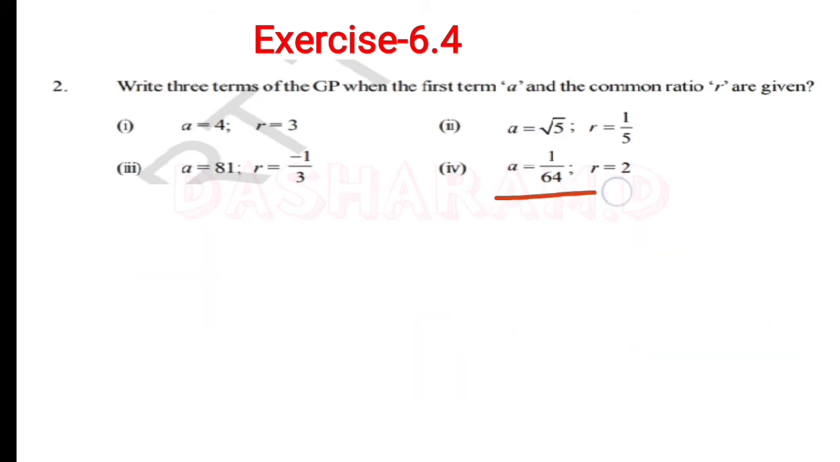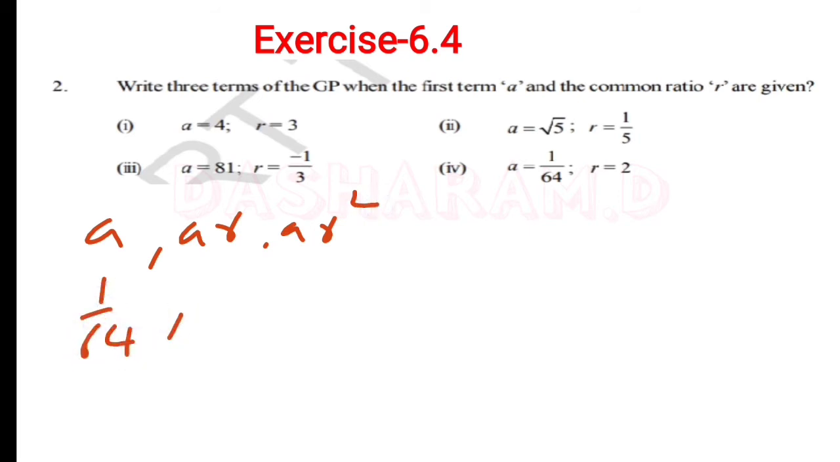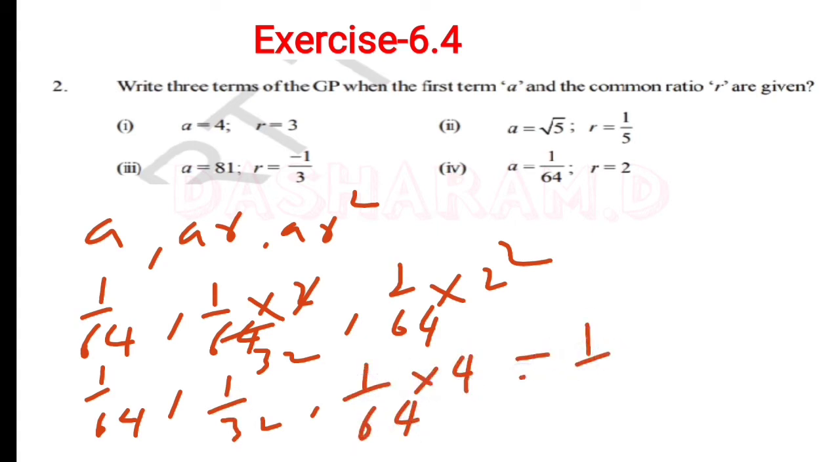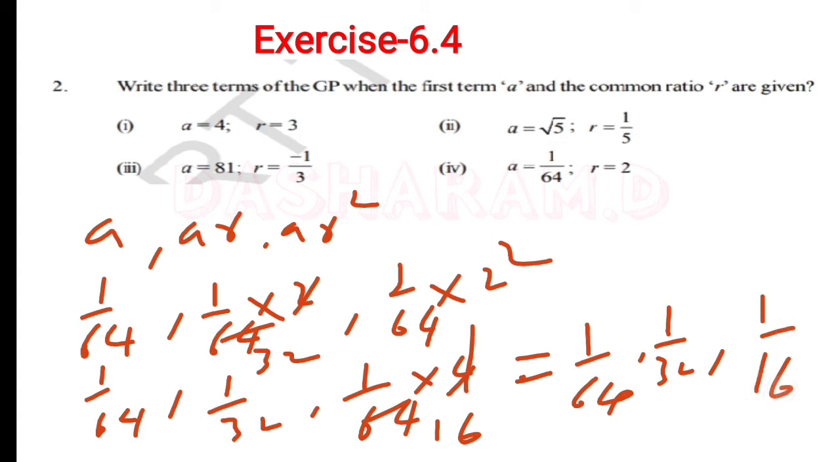Next, fourth one: A equals 1 by 64, R equals 2. So A, AR, AR square. A value 1 by 64, AR is 1 by 64 into R value 2. So 1 by 64 into 2 square. So 1 by 64 comma, 2 ones are 2, 2 thirty-twos are 64, so 1 by 32. So 1 by 64 into 2 square 4. So the answer is 1 by 64 comma 1 by 32 comma, here 4 ones are 4, remainder 2, 4 sixes are 24. So 1 by 16. These are the first three terms of the GP.